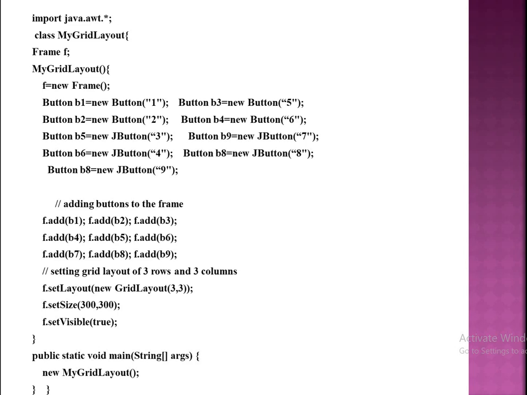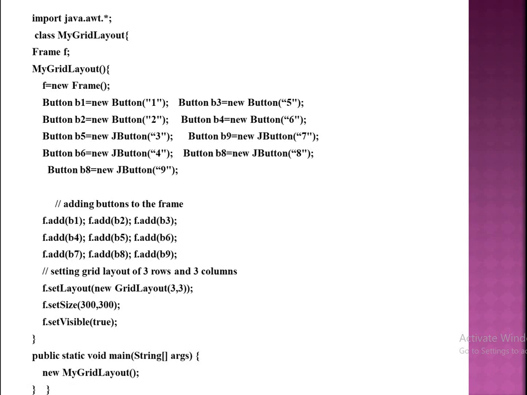Now these components we are setting in a grid layout. So GridLayout has 3 rows and 3 columns. So first we have to set the layout with GridLayout. So this layout we are setting to the frame. The instance of frame, that is f.setLayout, then initiate the object of GridLayout, that is new GridLayout(3, 3). Now we have set the layout to the frame.